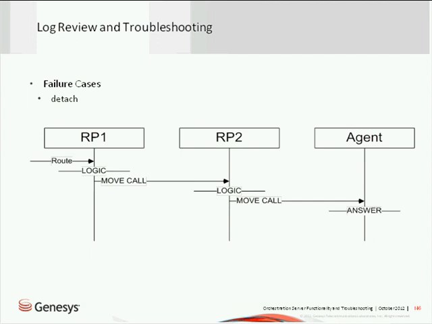Okay, the last scenario we're going to look at: a scenario where a call comes into route point 1. It does a little bit of logic. It moves the call over to route point 2. Route point 2 is going to do some different logic, and then it's going to move the call to an agent.